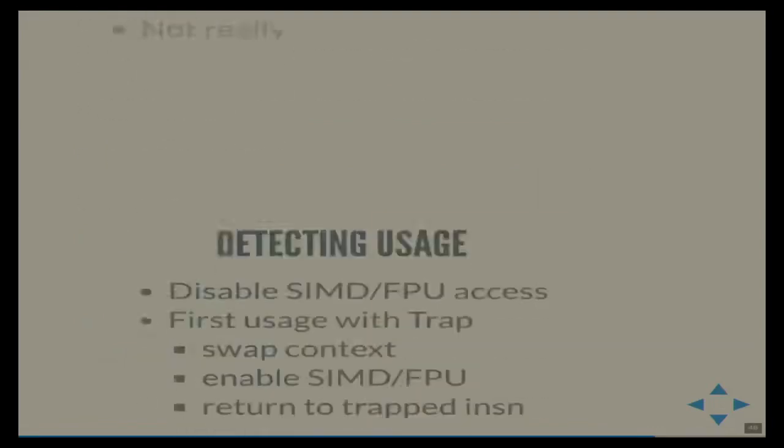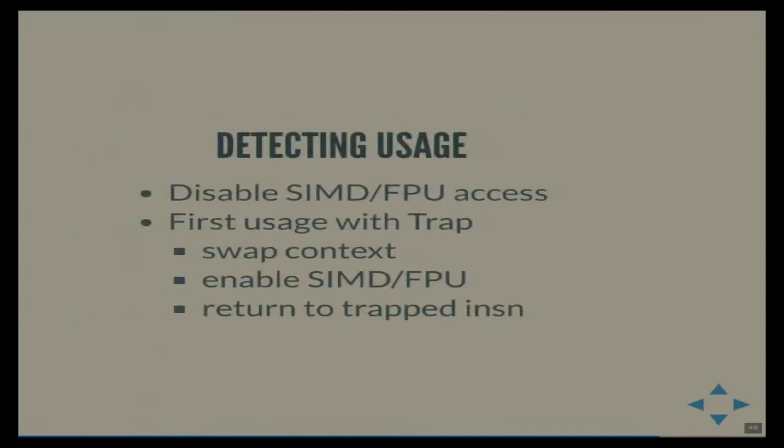So how can we make this a little bit faster? Well, the first thing we need to do is detect usage. Okay, so what we do here is we disable access to the SIMD and FPU every time we enter the guest. Well, not every time, but for the first time.